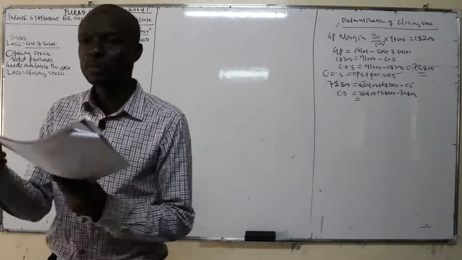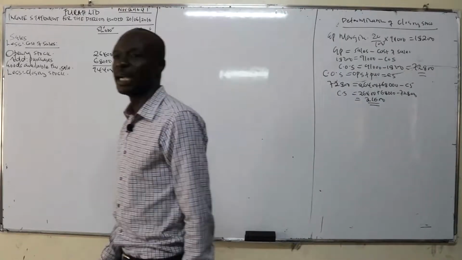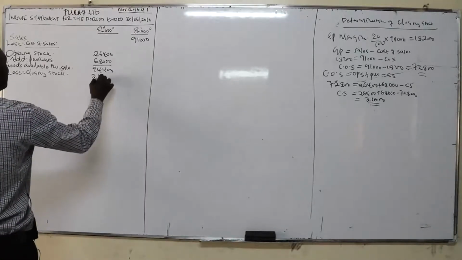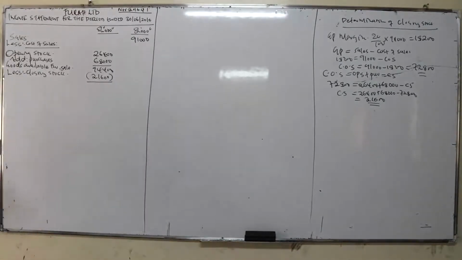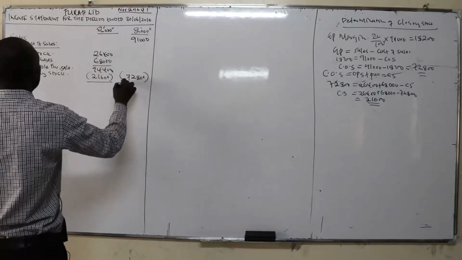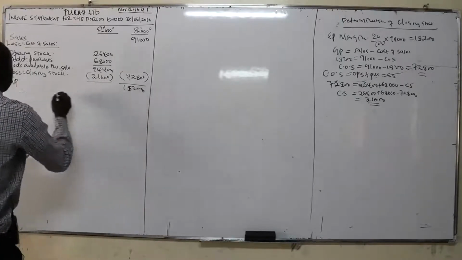21,600. I don't know if we agree. Who hasn't understood? Have you understood? So our closing stock here is 21,600. So when you deduct that, what do you get? 72,800. So we have 72,800 here, and then here we have the gross profit. So when you subtract those two, what do you get? 18,200.